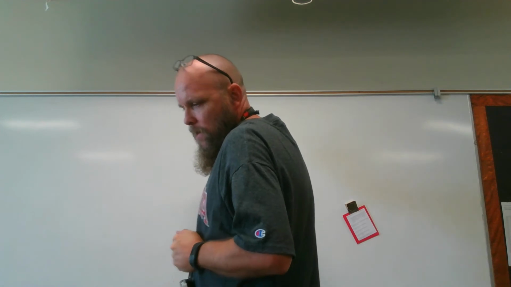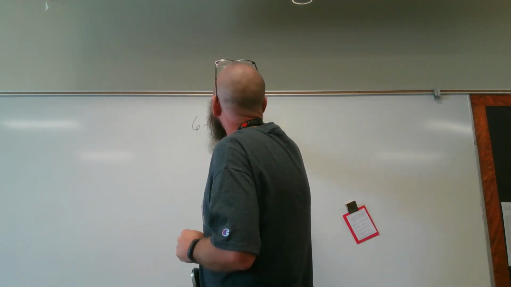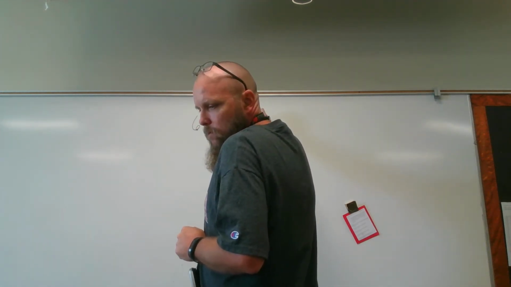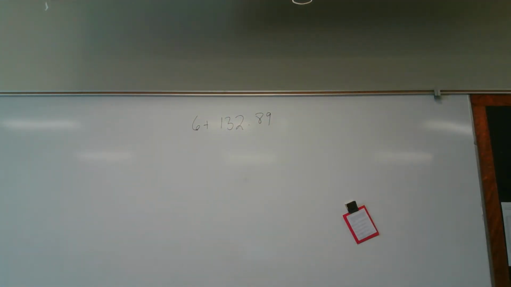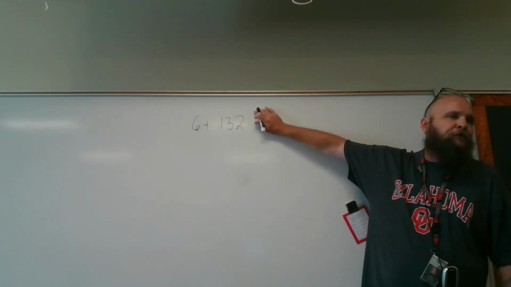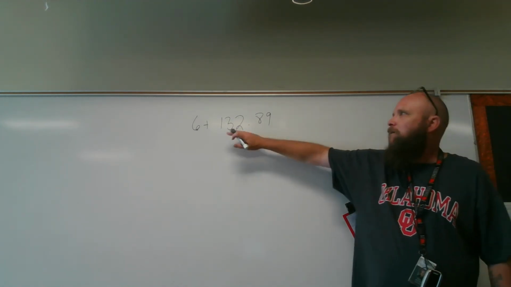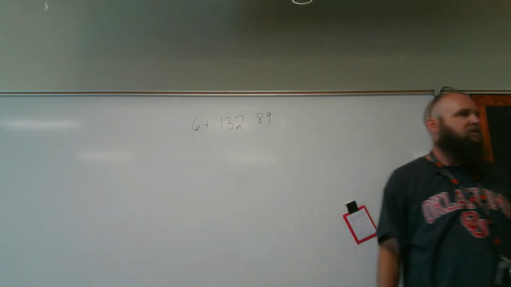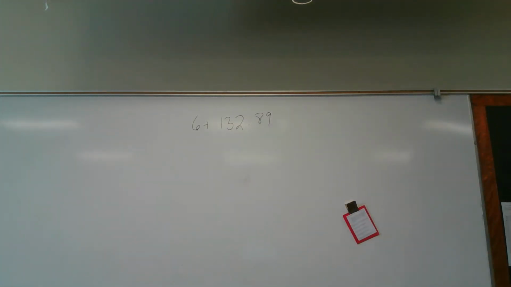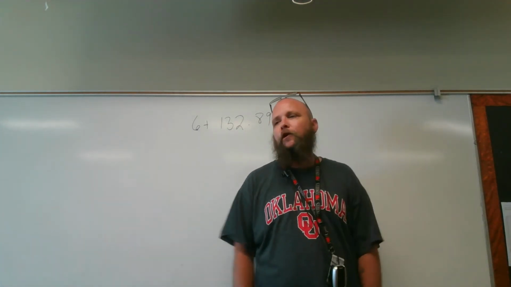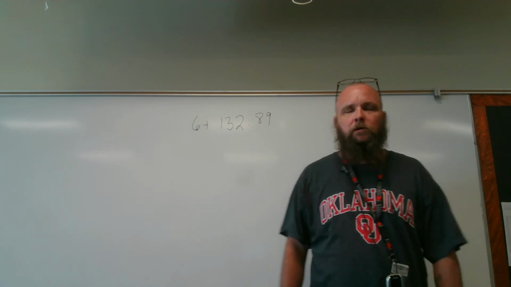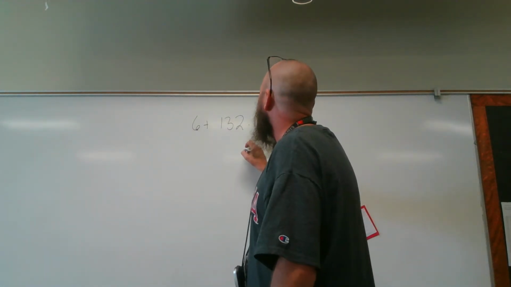All right, number 9. I did it a different way. All right, Logan. We have 6 plus 132 and 89 hundredths. So we're going to do front end estimation. Okay? So what's 132 plus 6? 138. So you should have an answer near 138. If you don't have an answer near 138, shame on you. So we have to add.